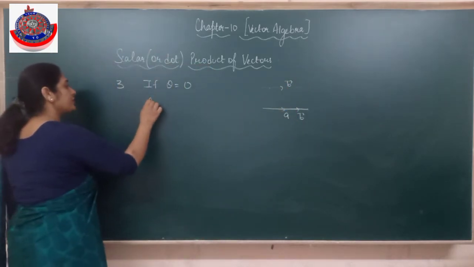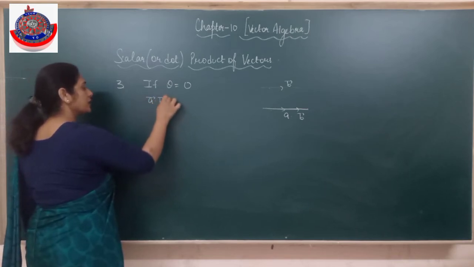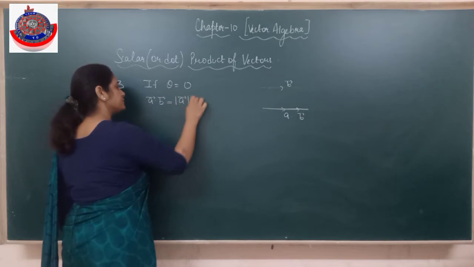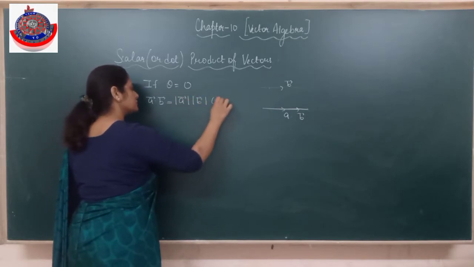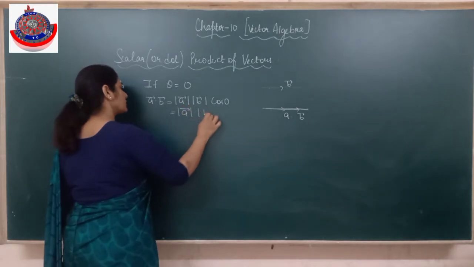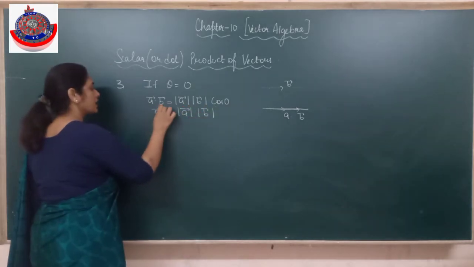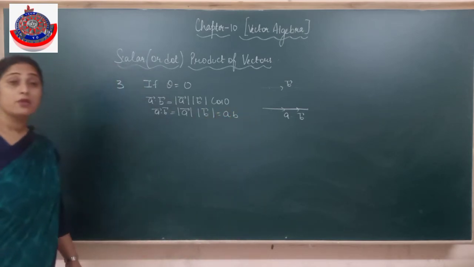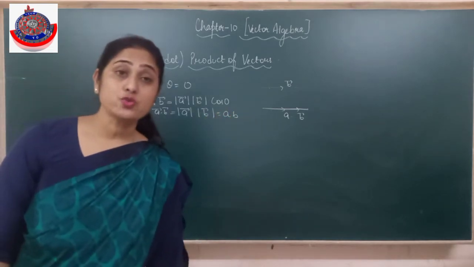If theta is 0, what will be A dot B? Put करके देखते हैं. Cos 0. What is cos 0? 1. That means the dot product will be equal to AB, which is magnitude of A into magnitude of B.